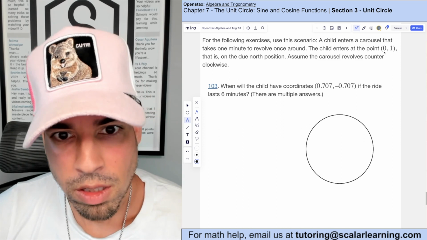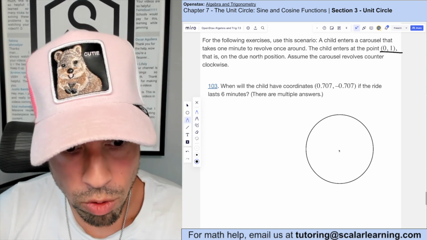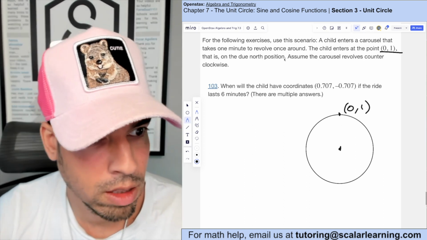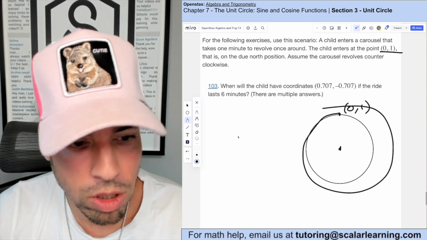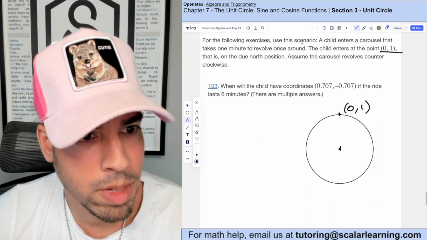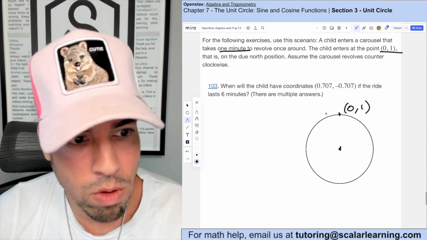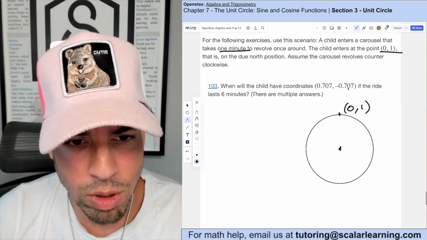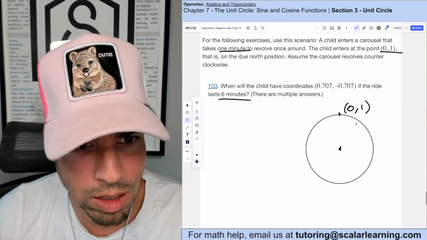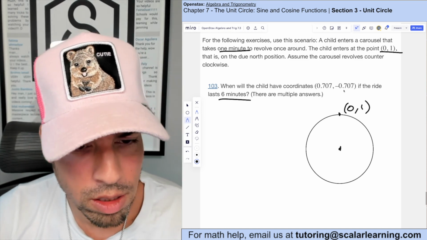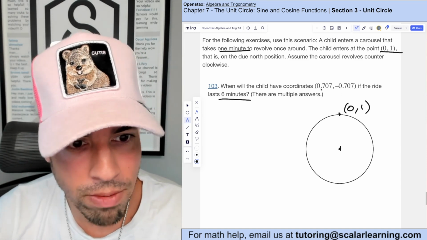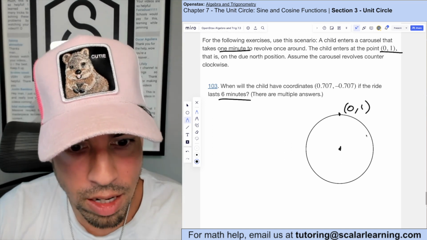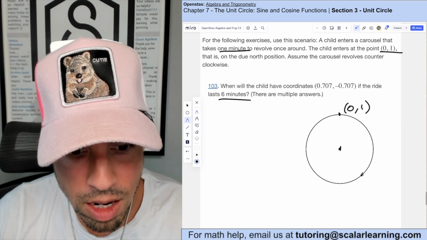Done. So using the same scenario that we have up here for 103, we're starting at point (0, 1), moving around counterclockwise, and it takes 1 minute or 60 seconds to revolve once around. It says, when will the child have coordinates (0.707, -0.707) if the ride lasts 6 minutes? First of all, where is this coordinate occurring, just so we can get a rough idea? Positive 0.707 is like here somewhere, and negative 0.707 is like here somewhere.